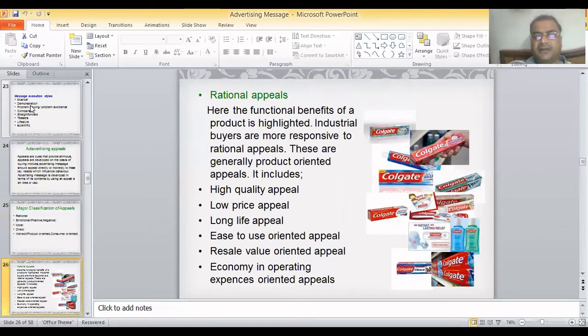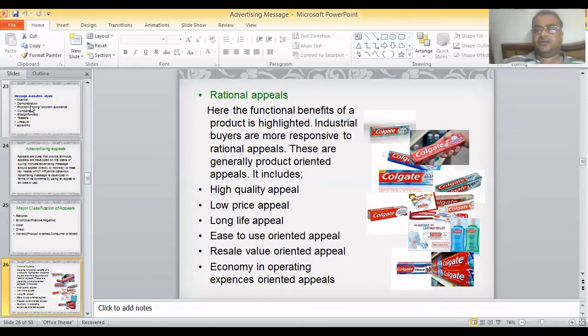Now, a rational appeal is where you are making an appeal on the basis of some logic. The rationale can be that the quality is very high. It can be for low price. It can be for long life. It can be easy to use. It can be economical. So these are a few rationales.